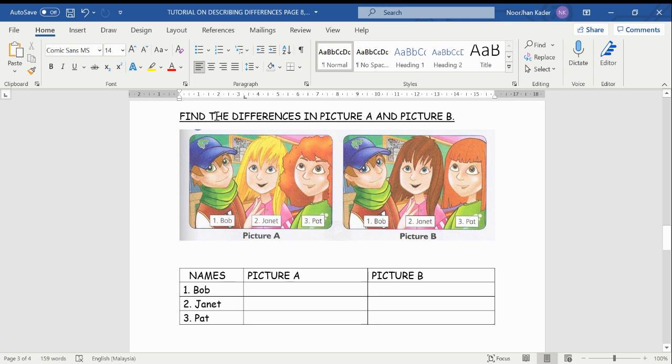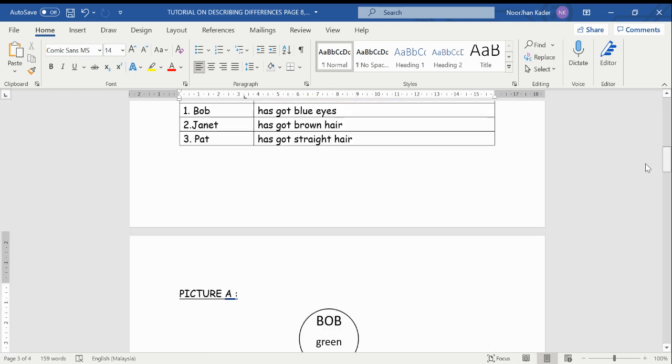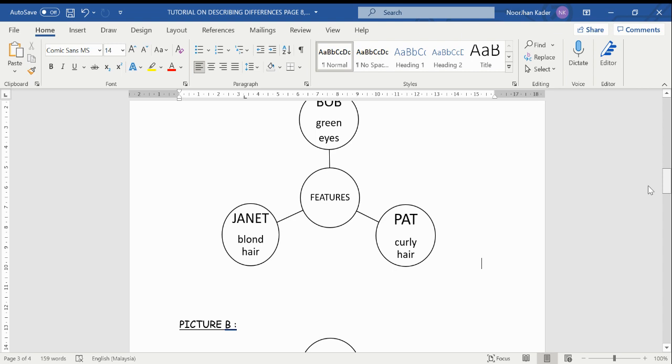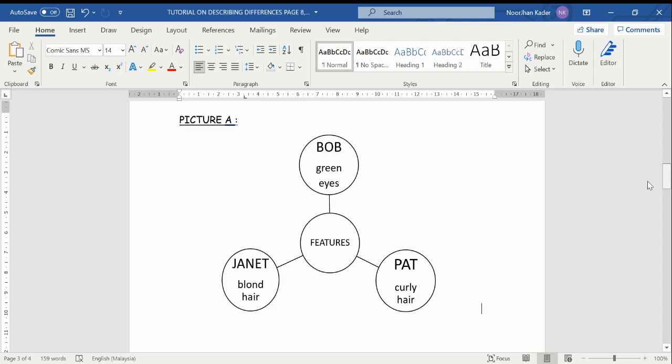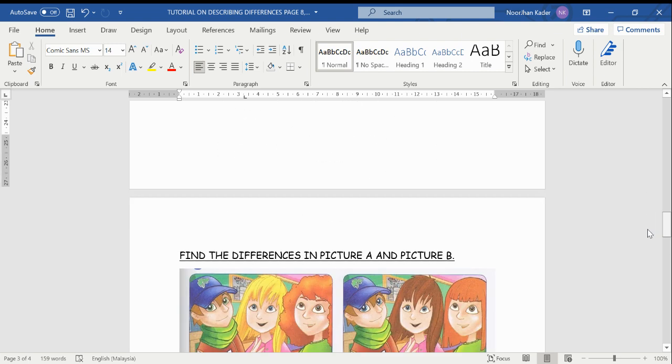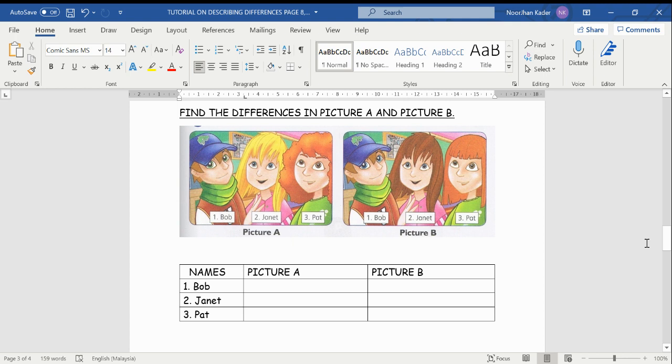So here we find the differences in picture A and picture B. Since we have already done the tables for picture A and picture B, and also two bubble maps, one for picture A and one for picture B, now let's do the third one. It's also a table, but this time it is different because we are going to compare the features in picture A and picture B at one go.